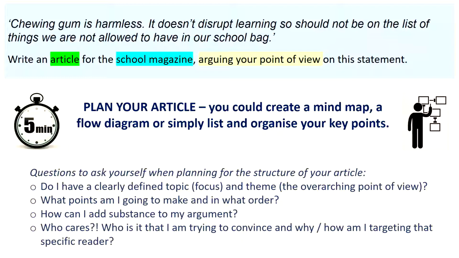Think, do I have a clearly defined topic, a focus and a theme, your overarching point of view? You cannot even start a plan until you've decided whether you're going to argue for or whether you're going to argue against the statement that you're given. You need to then start to think, right, for my opinion, I need several different points that I'm going to make, and you need to, in your plan, think what's the best order to put those points in? How are you going to sequence them?